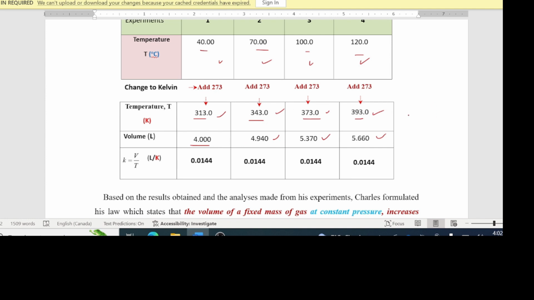Charles's law can be represented by this equation, that K is equal to V over T. Now for the first experiment, let's take V and divide it by its temperature in Kelvin. If you take a calculator and do that, you get this value, and in this one here, you get that value, that value there. It's a constant. So this is how Charles's law is represented.